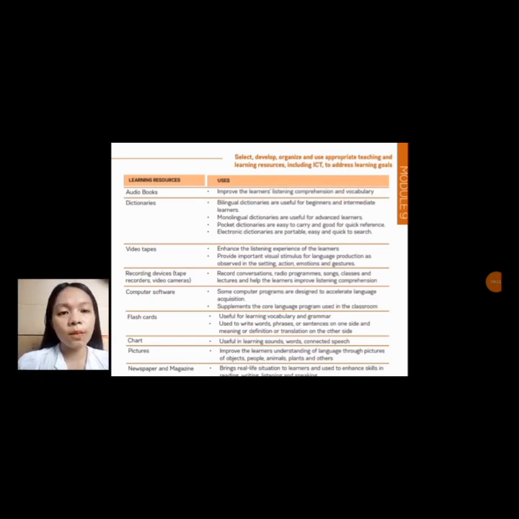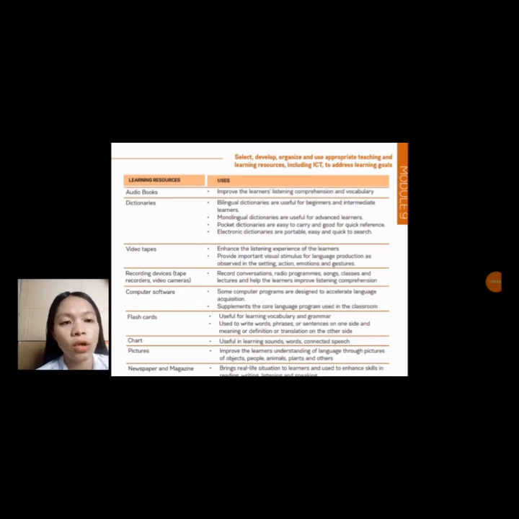So next is computer software. Some computer programs are designed to accelerate language acquisition and supplement the core language program used in the classroom. So next is flashcards. Uses: for learning vocabulary and grammar, used to write words, phrases, or sentences on one side and meaning or definition or translation on the other side. So flashcards help students to test their abilities in writing and to identify the different meanings or definitions.